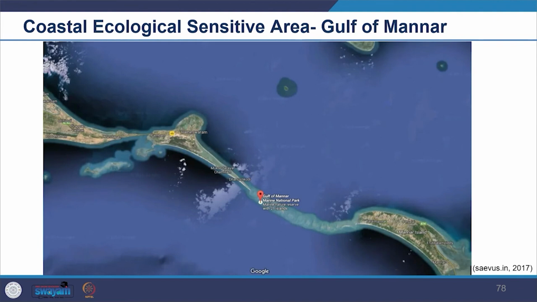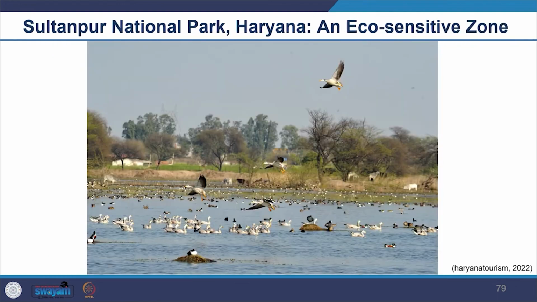eco-sensitive areas. In this image, you can see a coastal ecologically sensitive area of the Gulf of Mannar. Here you can see Sultanpur National Park, Haryana, which is also identified as an eco-sensitive zone. Unlike others, where you saw air pollution, water pollution, and noise pollution, which are very quantifiable, landscape and visual assessment is more qualitative in nature.